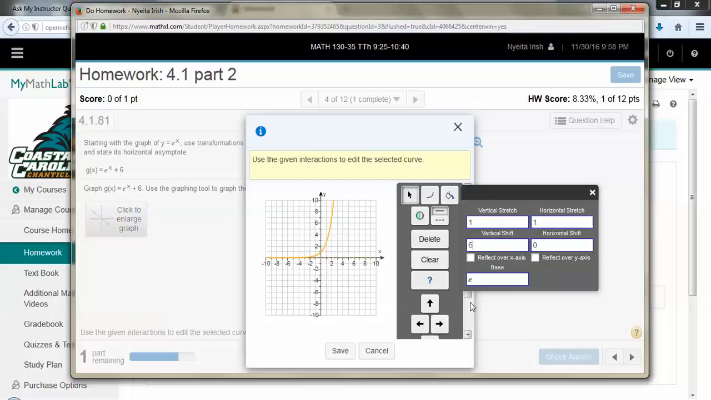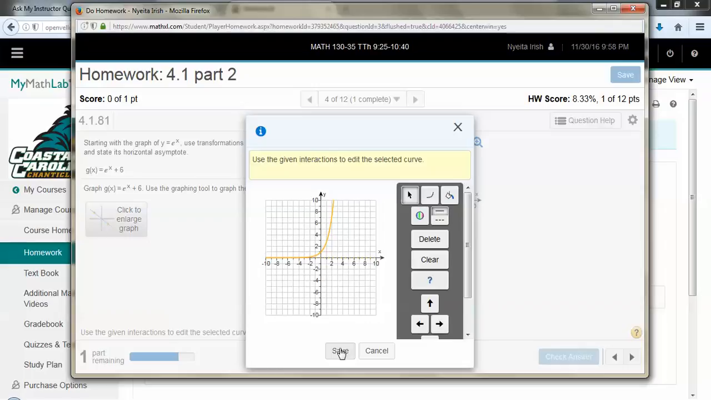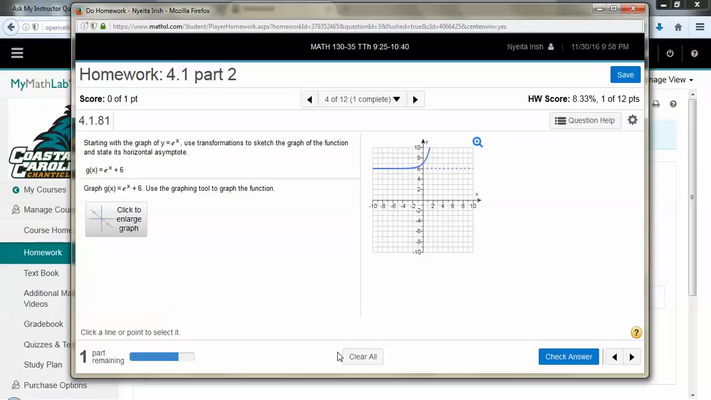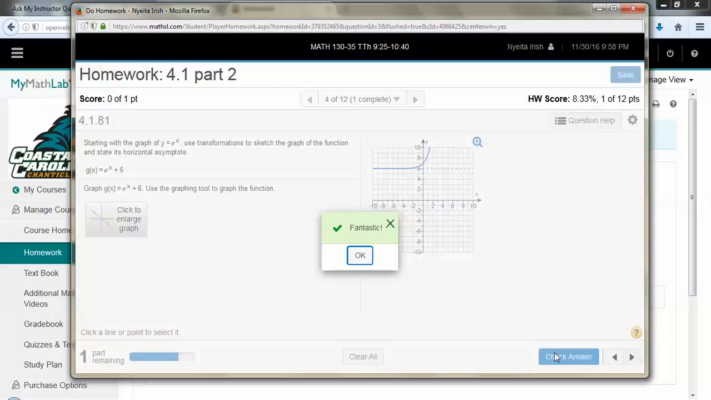So if I go ahead and close this out and then save it, oops, it didn't shift. Let me go back. Oh, yep, it did. There it went. So it's up here. Save it. And then check my answer. I'm fantastic.